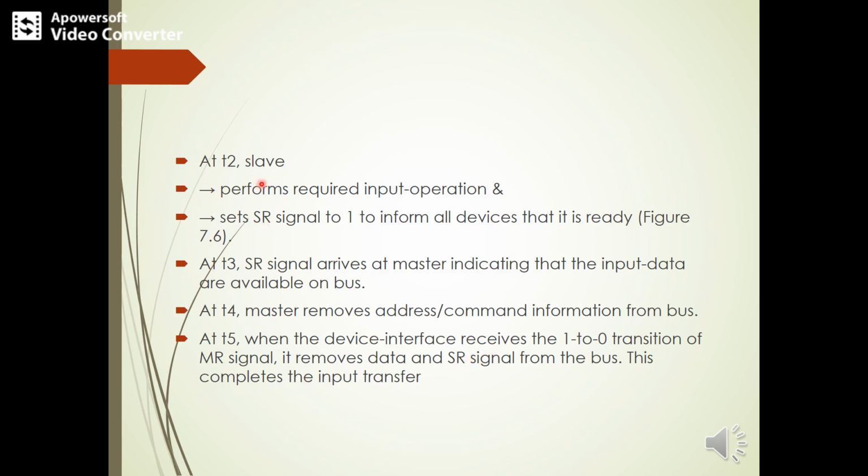To summarize: initially at T1, the master places the master ready signal. At T2, the slave places the slave ready signal. At T3, the slave ready signal arrives at the master, indicating the input data is available on the bus. At T4, the master removes address and commands. At T5, the device interface receives the transition from 1 to 0 of the master ready signal, and it removes all the data and slave ready signals from the bus. Therefore the entire input transfer operation is now completed.